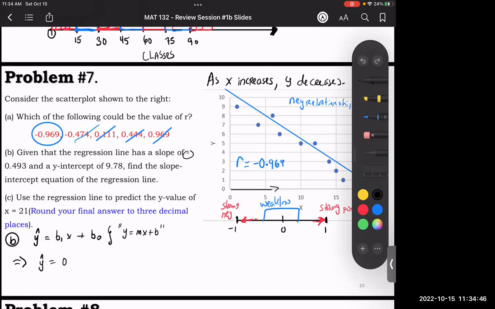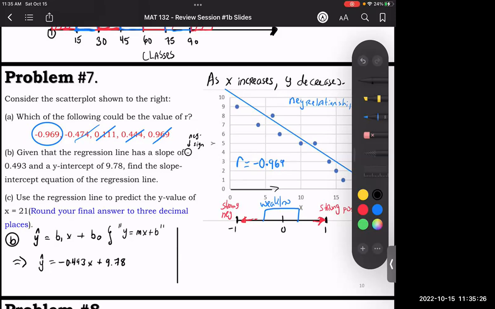So my bad. The slope should actually be negative 0.493 times x plus the y-intercept, which is 9.78. So my apologies regarding part B. The hyphen that I circled there is actually a negative sign. And it makes sense that it is a negative sign because of the type of relationship we have regarding this line or the variables. It's a negative one, so the slope of the line was decreasing.